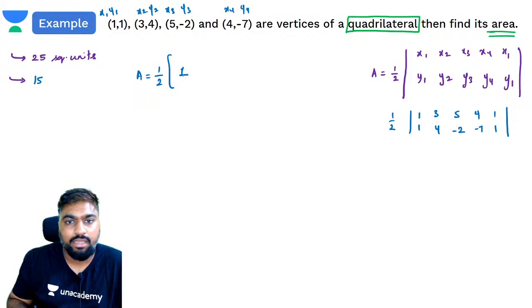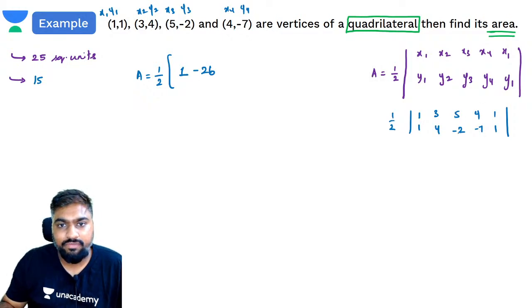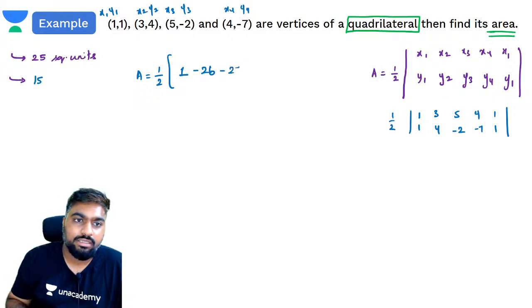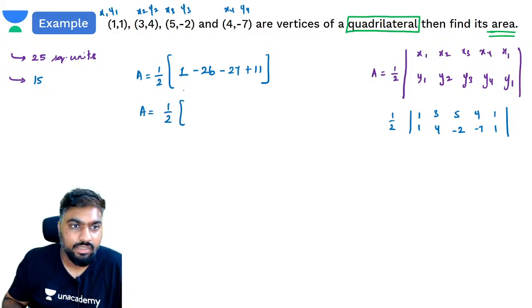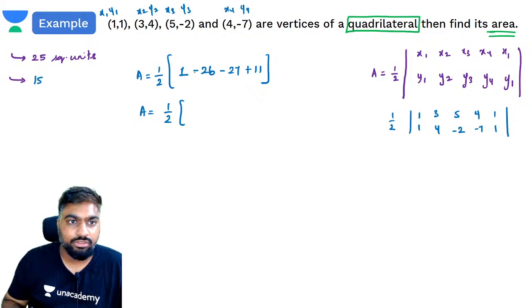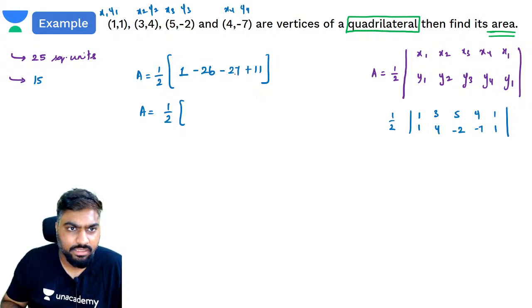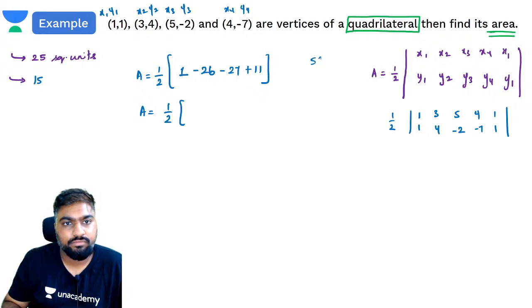4 - 3 is 1. -6 -20 is -26. -35 minus of -8, that is -35 plus 8, which is -27, and 4 plus 7 is 11. So area is half times modulus. Again, modulus will come here. So this is going to be 53. Am I right? 53 minus 12 is going to be 41.